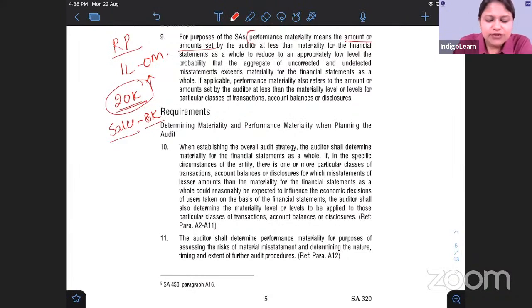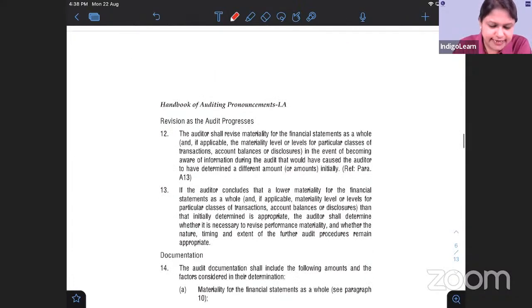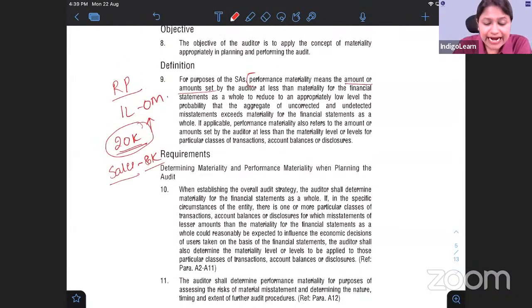So what they're saying, performance materiality means the amount or amounts. So here two amounts, correct? Set by the auditor at less than the materiality level for the financial statement as a whole. So 1 lakh is my materiality level for the financial statement as a whole. And this amount is less than the materiality as a whole. Why? To reduce to an appropriately lower level the probability that the aggregate of uncorrected or undetected misstatements would exceed the materiality level for the financial statement as a whole.